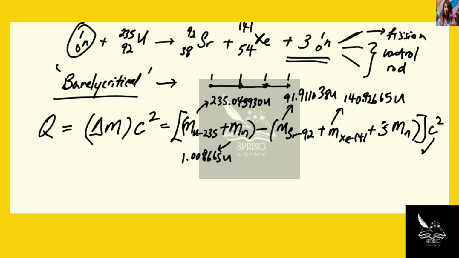The C square, we can use a value of 931.5 MeV per U, since we are dealing with atomic mass units. So it's more convenient for us to find the energy, right, in terms of MeV. So we just substitute the values into the calculator. We should get an answer of 176 MeV.